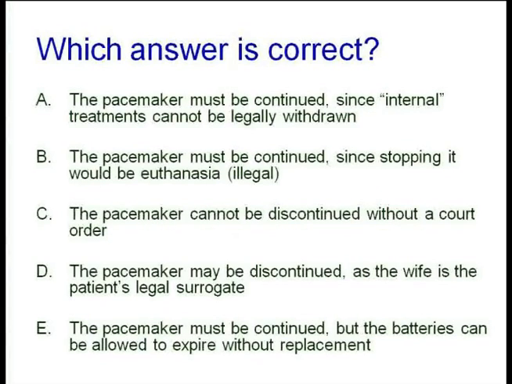So, which of these answers is correct? The pacemaker must be continued since internal treatments cannot be legally withdrawn. The pacemaker must be continued since stopping it would be euthanasia, would lead to his death, and would therefore be illegal. The pacemaker cannot be discontinued without a court order. The pacemaker may be discontinued as the wife is the patient's legal surrogate. Or the pacemaker must be continued, but the batteries can be allowed to expire without replacement.